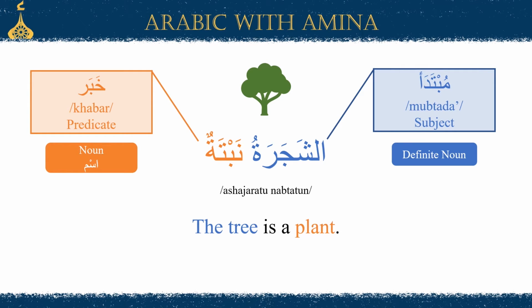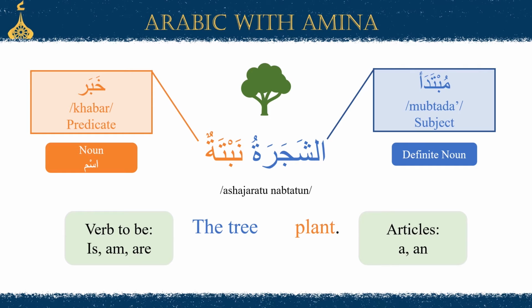Now, something important to note is that the literal translation of this sentence from Arabic to English is "the tree plant." That is because in Arabic, the words is, are, am, also known as the verb to be, don't exist. Neither do the articles a or an. So there are no equivalents to these words in Arabic, so they just don't exist in the sentence. So, ash-shajaratu nabta.